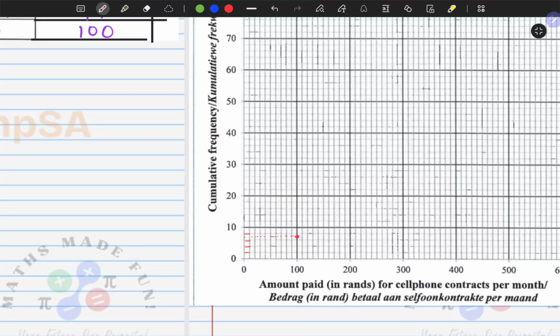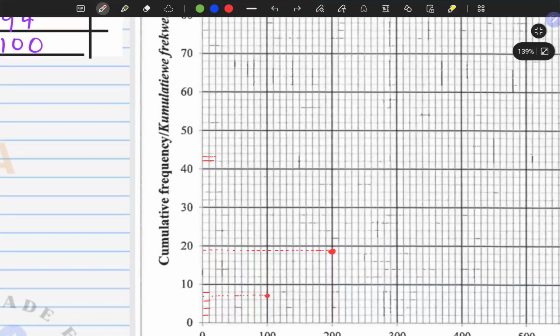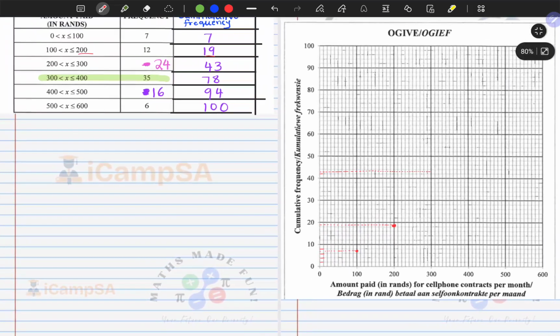Let me see, 19. It's just below 20. And we're at 200. Okay, so it's there. Right. And then let's go to 300, which is at 43. So if you observe carefully, you have 42 here, so 43 is just in the middle, because you're moving in steps of 2. Remember that. So that's 42, so 43 is somewhere here in the middle. And we're looking at 300. So we should put in a point somewhere there.